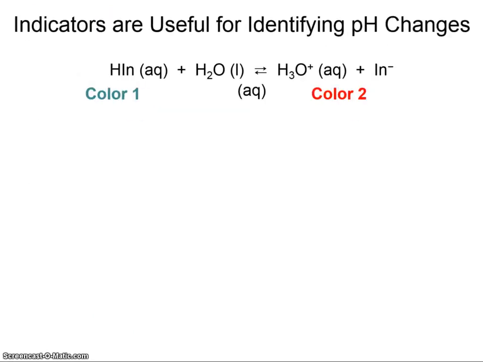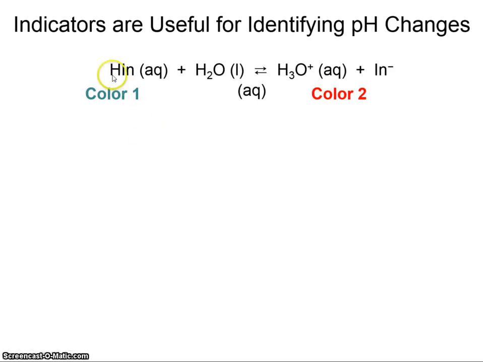All right, so let's talk about indicators for a second. Indicators are useful for identifying those changes in pH. The pH meter is going to be better. But what is an indicator? Well, an indicator is a weak acid or a weak base that's going to have two different colors depending on whether it's in the acid form or whether it's in the base form. So whether it exists as the conjugate acid with the proton on it or whether it exists in the deprotonated form as the conjugate base.